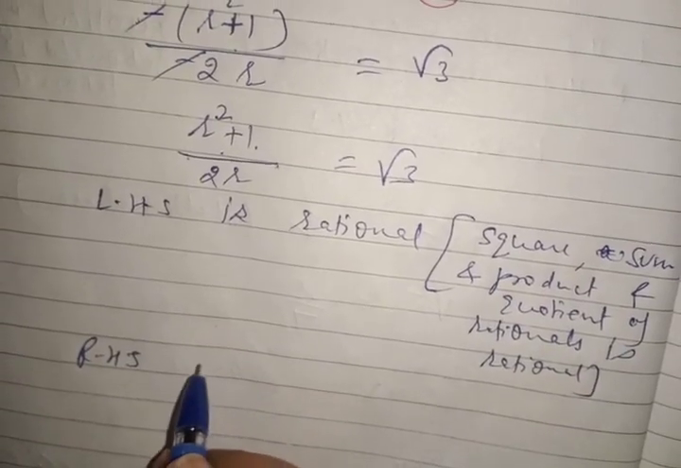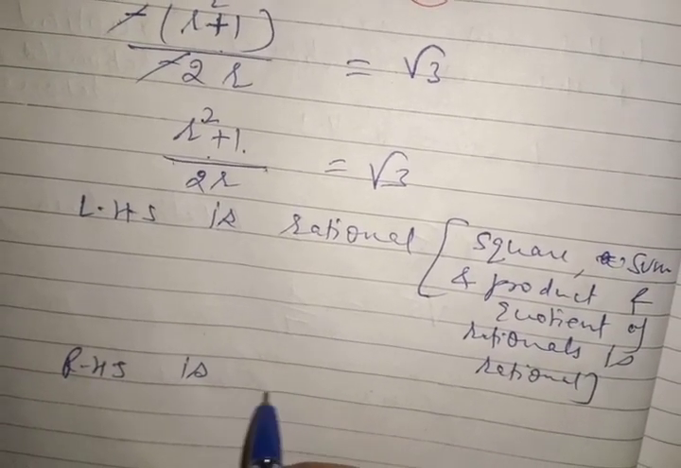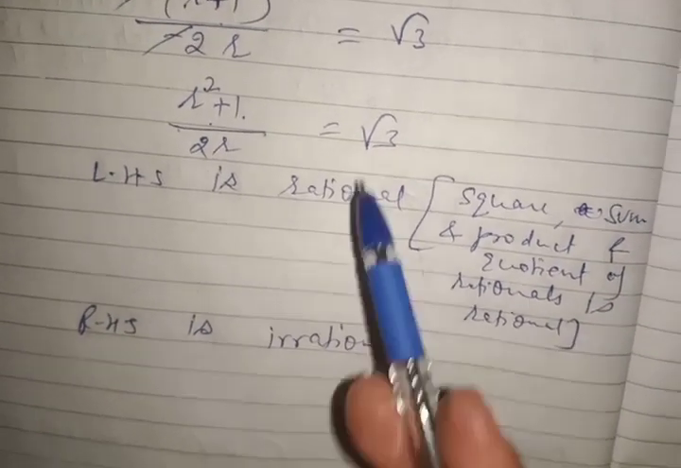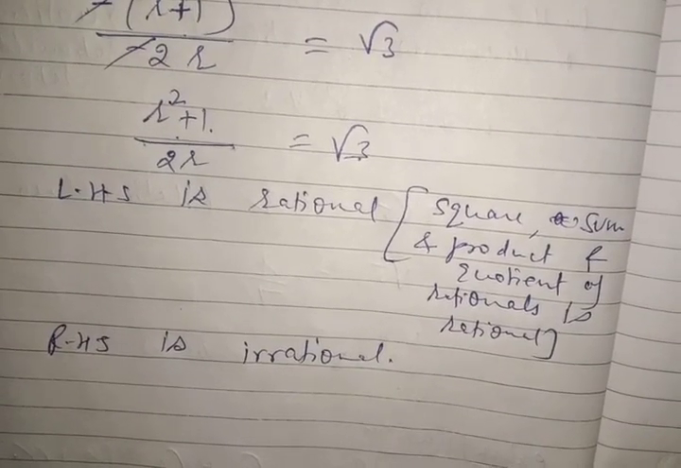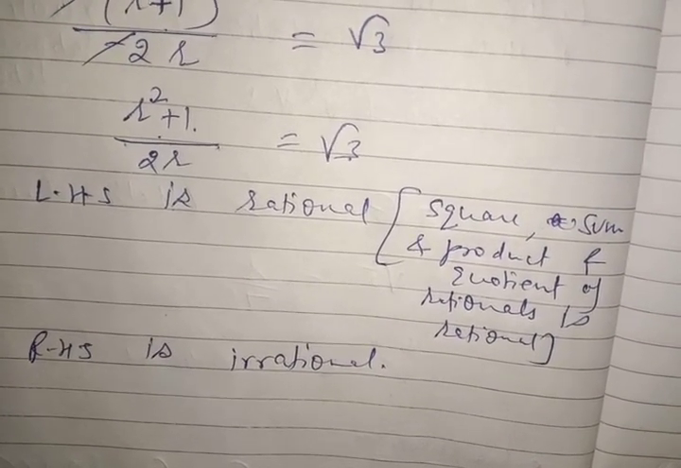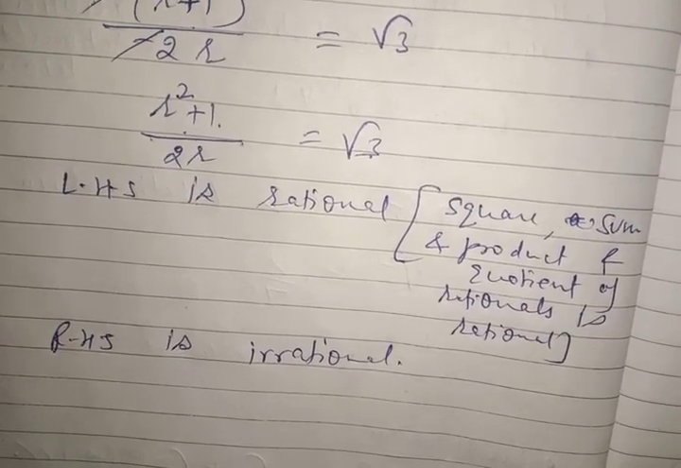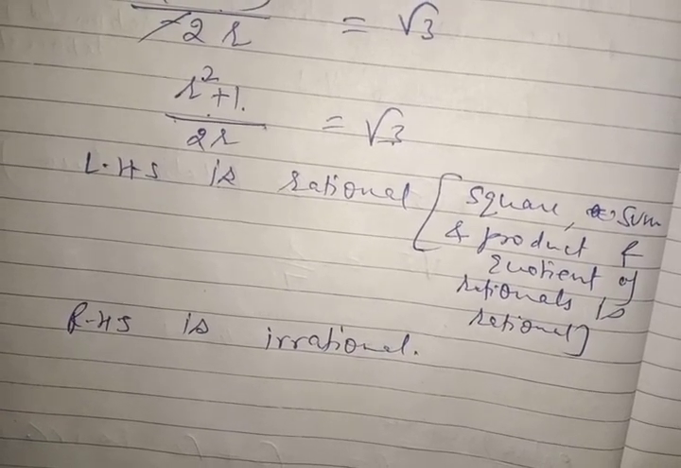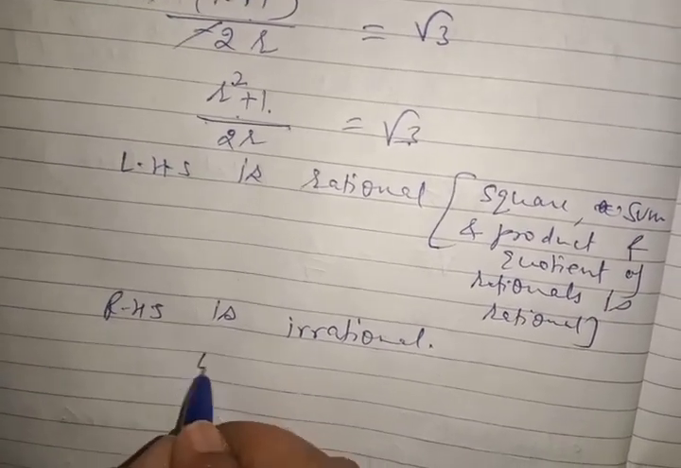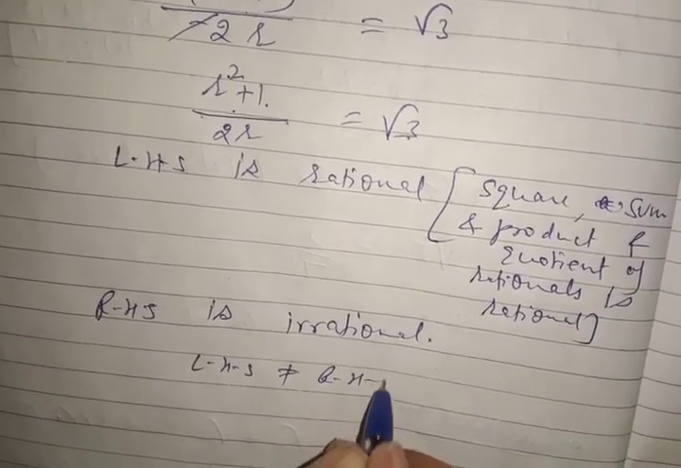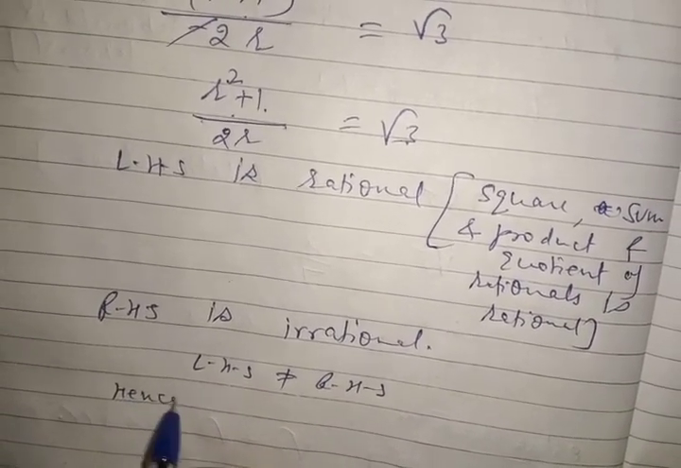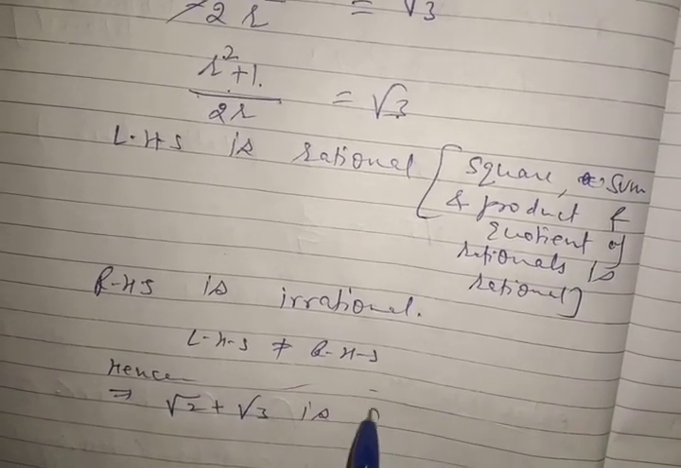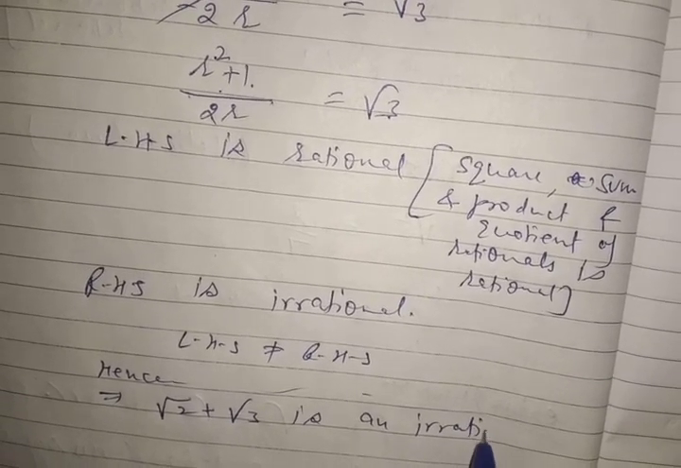Right hand side, as we know, is irrational. Why am I writing again and again without proving that root 3 is irrational? Because this is a theorem. So if it is written in the exam, prove that root 3 is irrational, hence prove, then you need to show it. But if it is not written, no need to show. Write as it is, that the right hand side is irrational. So again the same steps: LHS is not equal to RHS, hence our supposition is wrong, and this implies root 2 plus root 3 is an irrational number.